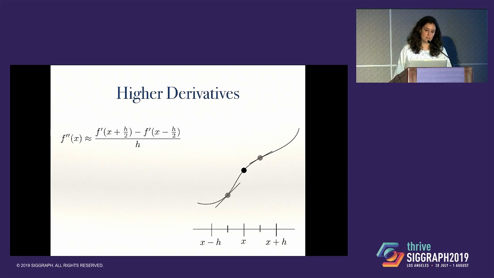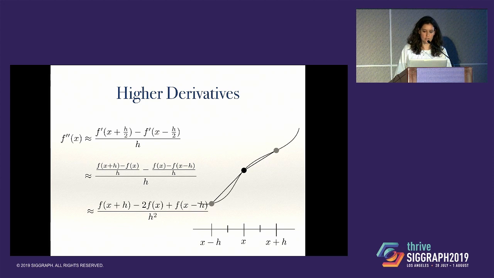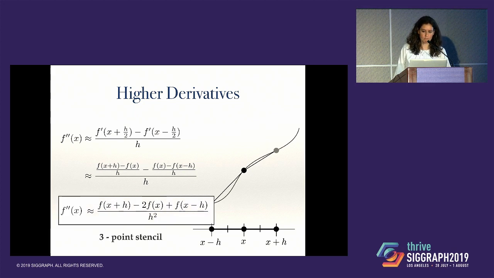And then I need to approximate f prime, so I'm going to use central difference again. And now I've got this expression that just has values of f in it and h. And if I rearrange that a little bit, I get this. So I have the point on the left, the point on the right, and then minus 2 of my point at f of x, divided by h squared.